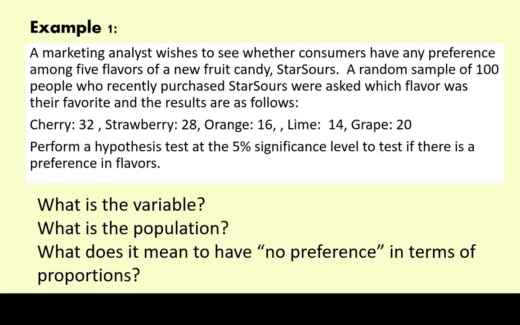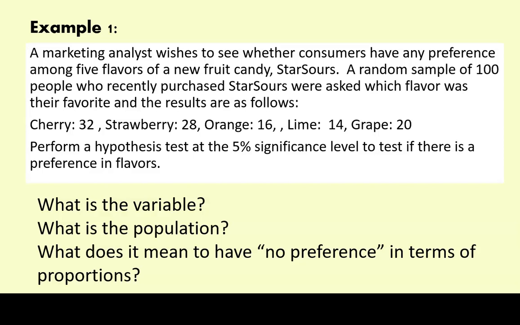Okay, so first example then. A marketing analyst wishes to see whether consumers have any preference among 5 flavors of a new fruit candy, Star Sours. A random sample of 100 people who purchased Star Sours were asked which flavor was their favorite, and the results were as follows. Cherry, 32, strawberry, 28, orange, 16, lime, 14, grape, 20. Perform a hypothesis test at the 5% significance level to see if there's a preference in the colors.